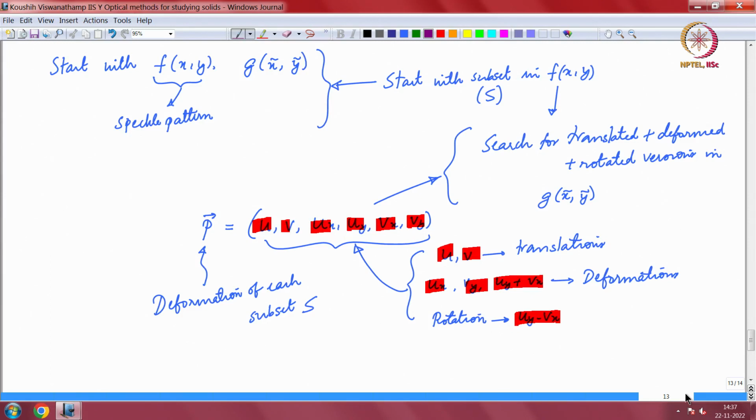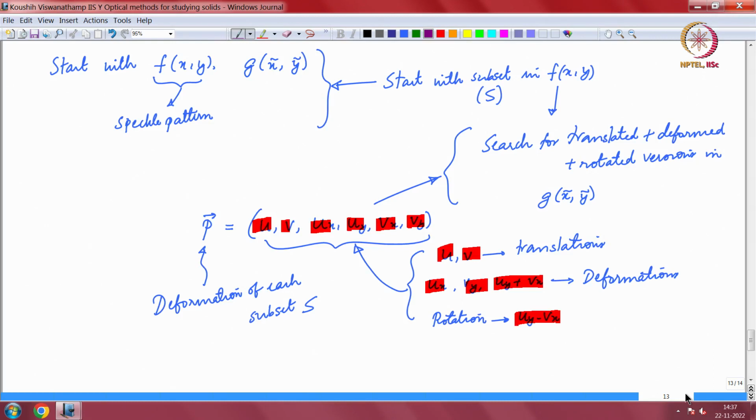Now, to do this search, you start with a subset inside f, like I mentioned here, and you look for translation, deformation and rotation, which means translations like we saw are u and v. Deformation, which is basically the strain, has 3 components in 2 dimensions. So, that is ux, vy, which are the tensile or the stretch or compression components, and uy plus vx, which is the shear. And there is also a rotation component. In 2D there is only one rotation component.